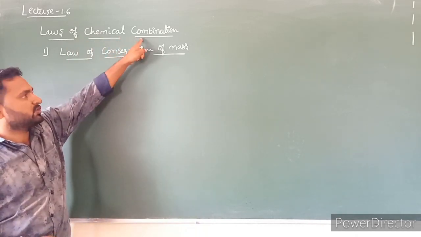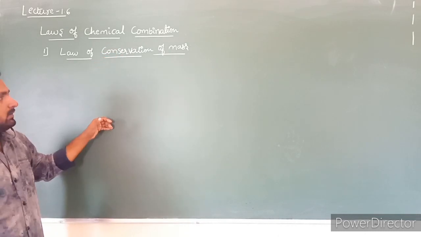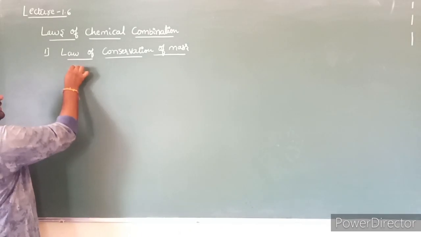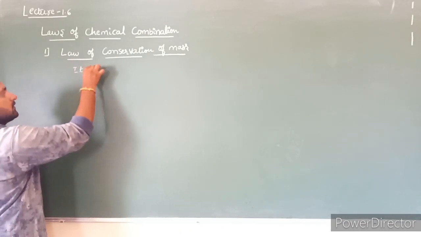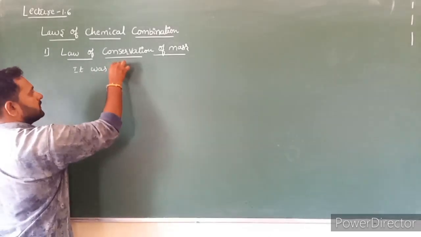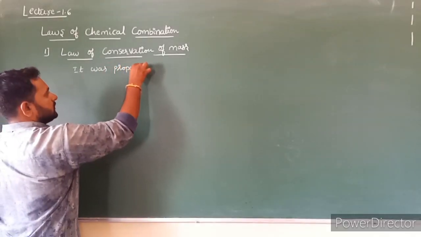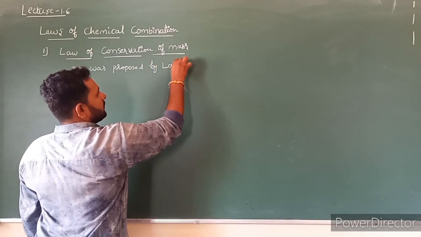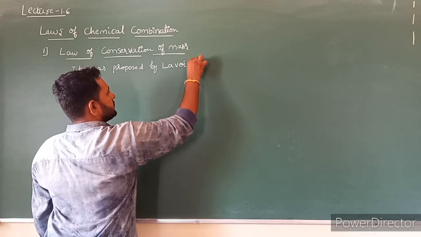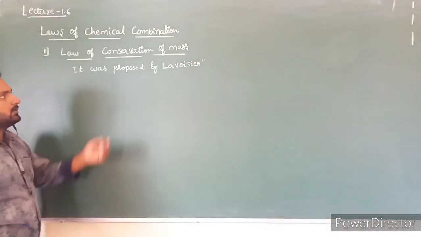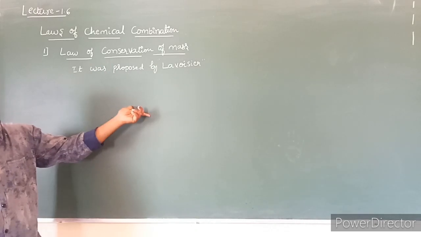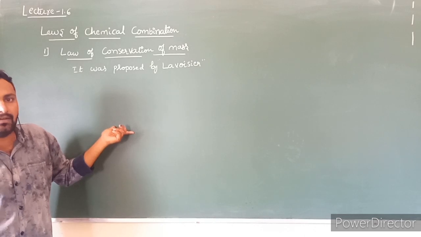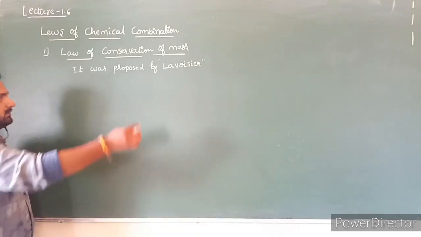The chemical combination depends on 5 laws. The first one is law of conservation of mass. It was proposed by Lavoisier. According to this law, matter can neither be created nor be destroyed. Means matter cannot be created or cannot be destroyed.